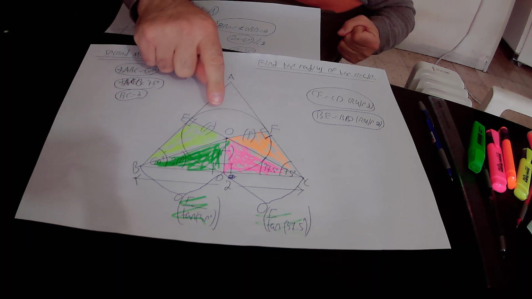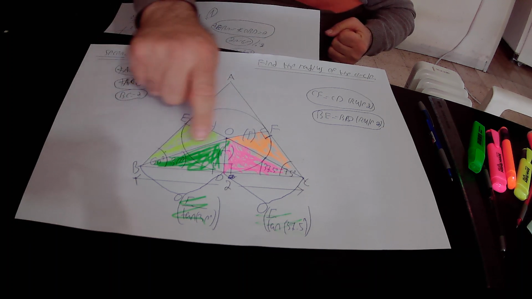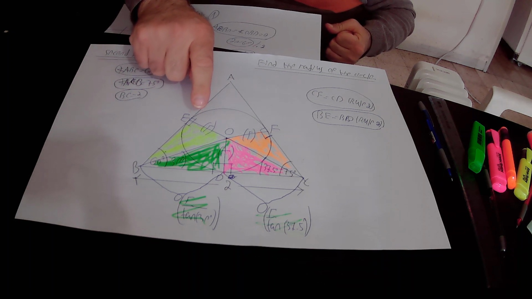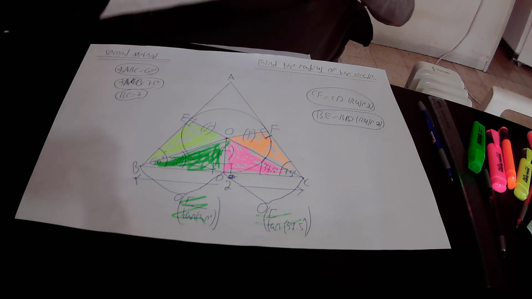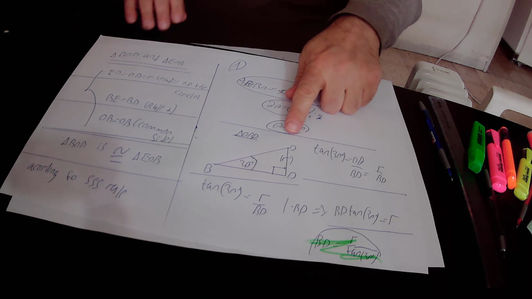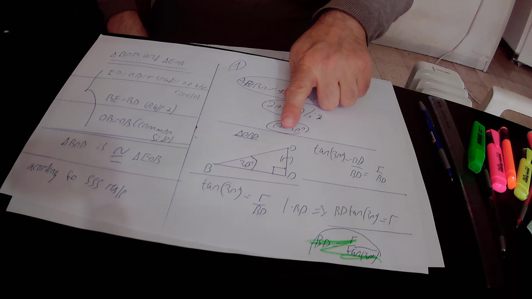Then I copied the right triangle OBD onto a new page and analyzed this right green triangle OBD. This is the right green triangle OBD that I copied from the original drawing.